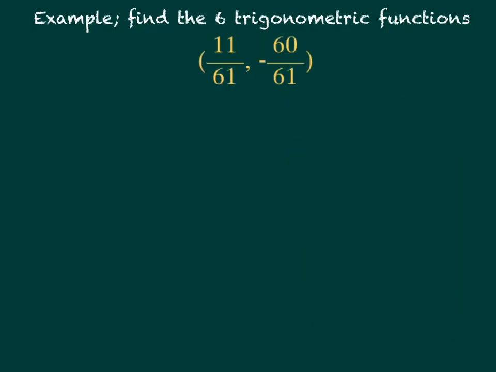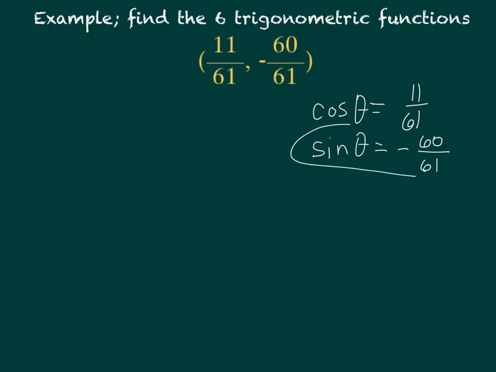For this next one, we have the point 11 over 61 and negative 60 over 61. So I'm going to start with my cosine of theta is going to equal 11 over 61. Sine of theta is going to equal negative 60 over 61. And then I want to make sure I understand what this looks like. So I'm going to graph it out.